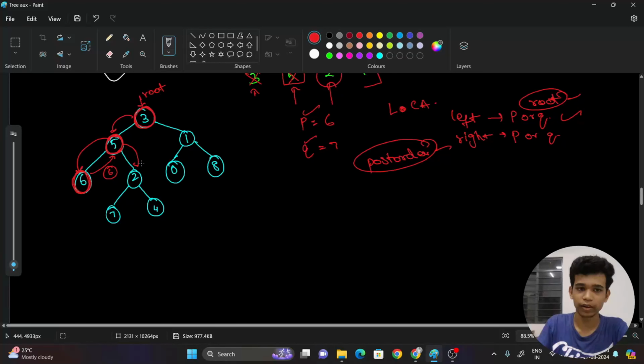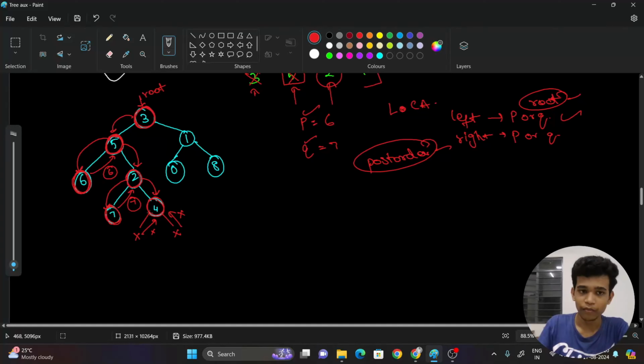Okay. Now it's time to go to the right side. Whether this 2 is equal to the P or Q. No. Go to the left side. Whether this 7 is equal to the P or Q. Yes. So I will write what? The 7 here. Again, I will go to this 4. Is this 4 equal to the P or Q? No. Go to the left side, it is null, so return a null. Go to the right side, it is null, so return the null.